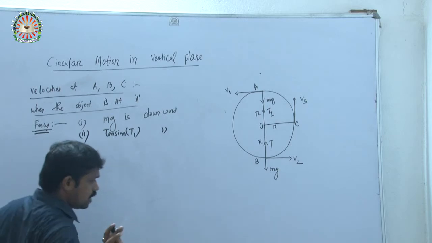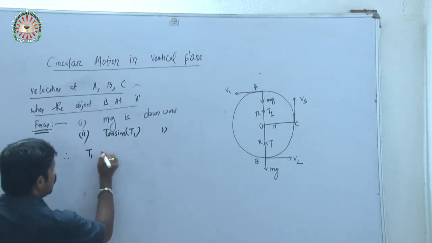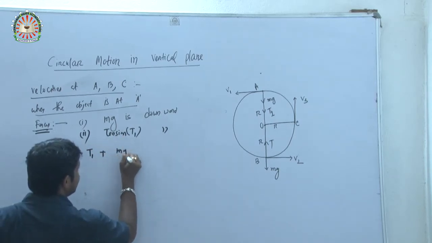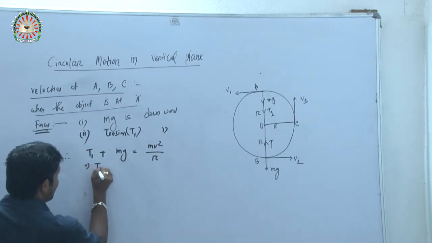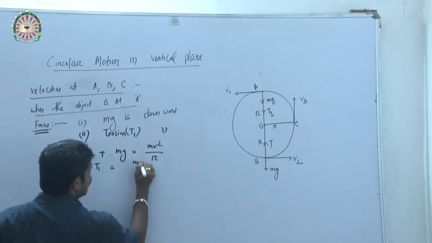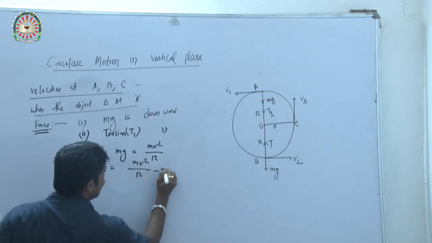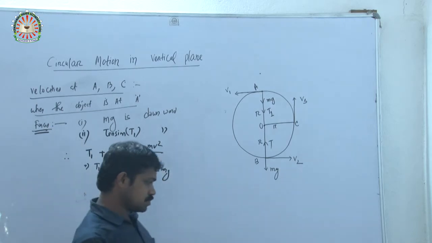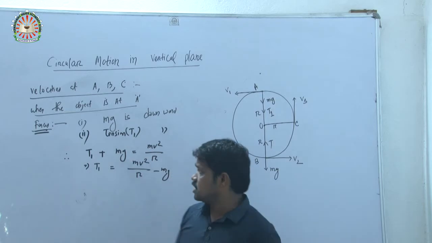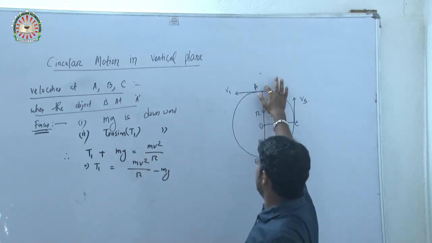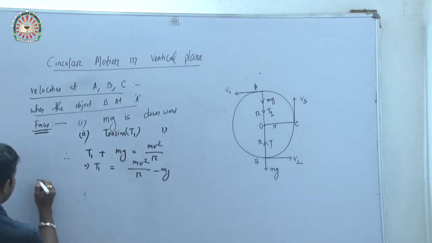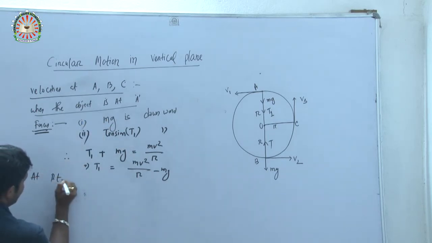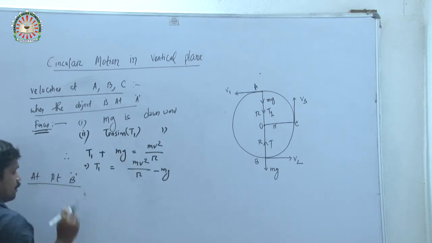Clear? So let us find out the equation here. What I can write down here is T1 plus mg is equal to mv square by r. So that implies T1 is equal to mv square by r minus mg. Very simple. Clear all of you? So this is the tension at point A. Clear? Okay. Now at point B.